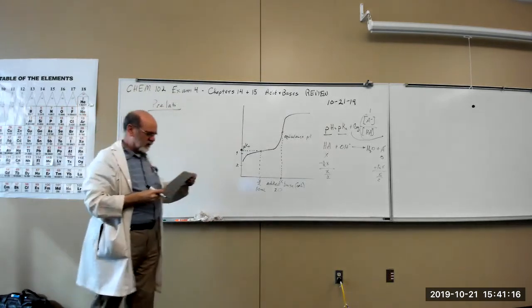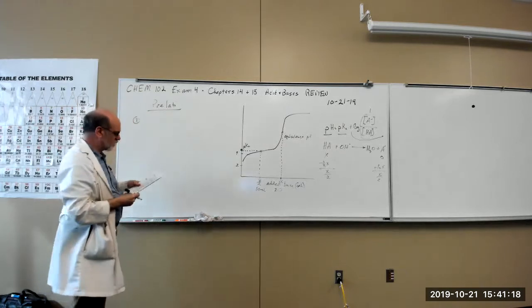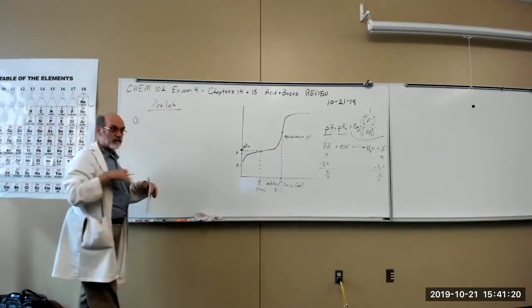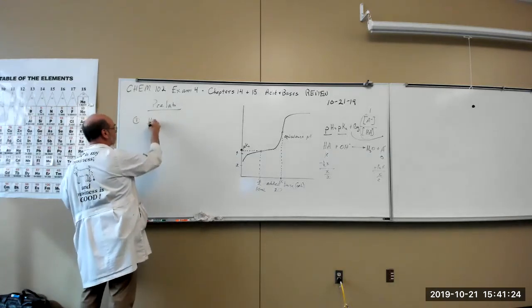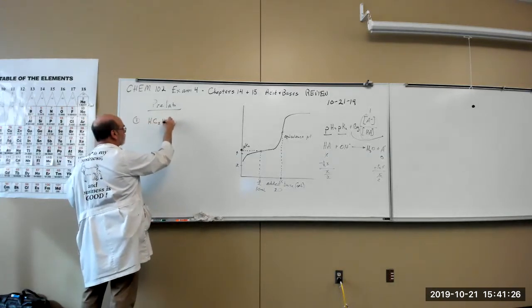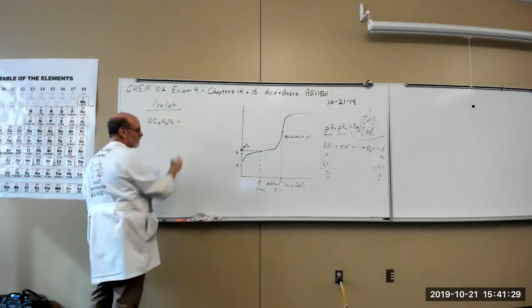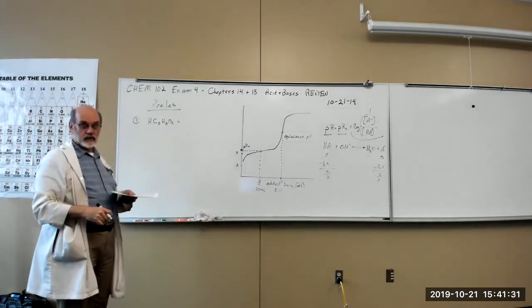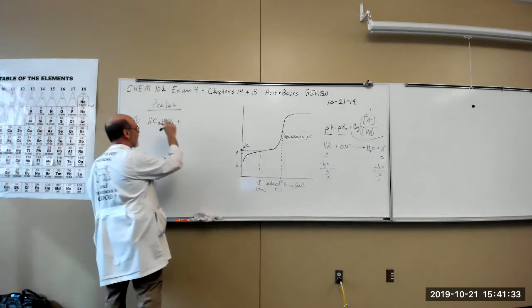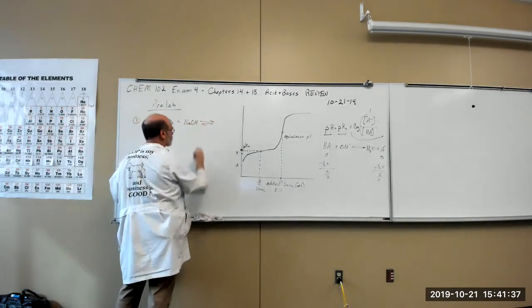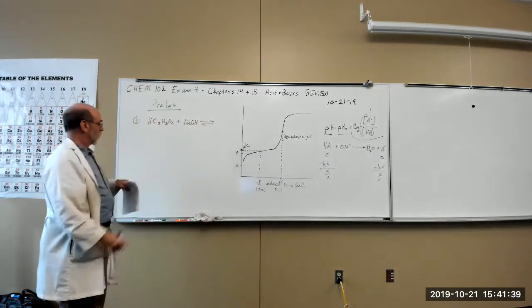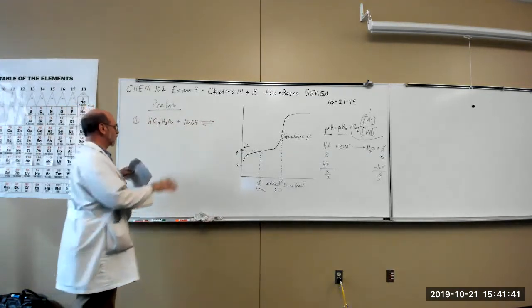Write the balanced molecular equation for the titration of acetic acid with sodium hydroxide. The molecular equation, right? So if you're starting out with acetic acid, you're going to react it with sodium hydroxide, right? So these are the 2 reactants. This is the molecular equation. So we're not going to bust it up into pieces. We're just going to say what happens.